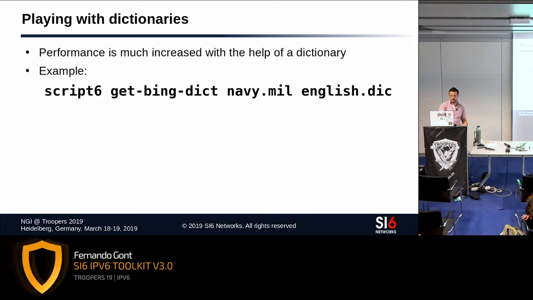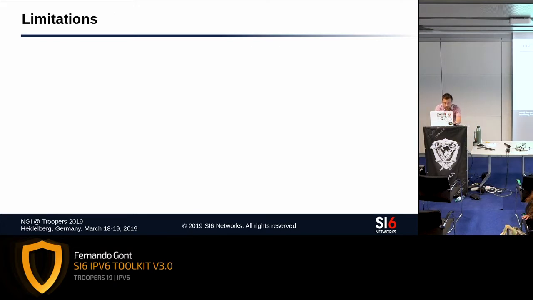So what I did more recently was include dictionaries. Essentially, I incorporated in the toolkit dictionaries for different languages. The idea is that you can feed the tool with the appropriate dictionary. In this case, it would be websites in English. So you feed the tool with a dictionary in English, and you can actually get lots of results.